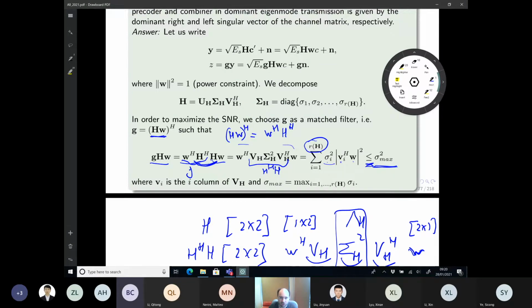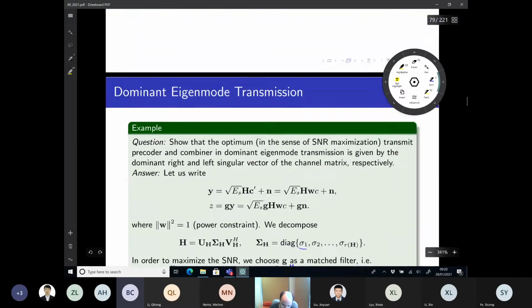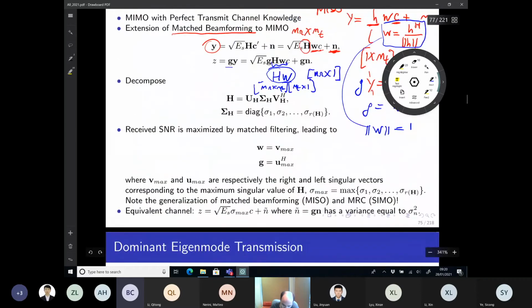So if you write this in decreasing order, sigma 1 will be the strongest singular value, and so you're going to choose V1 as the dominant eigenvector, and so you will transmit along that direction, right? So this is what we do, and this is why we have this here. You transmit along the dominant eigenvectors of H.